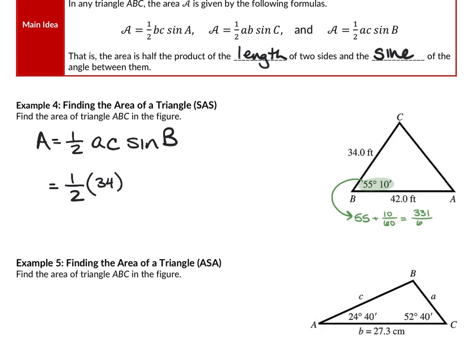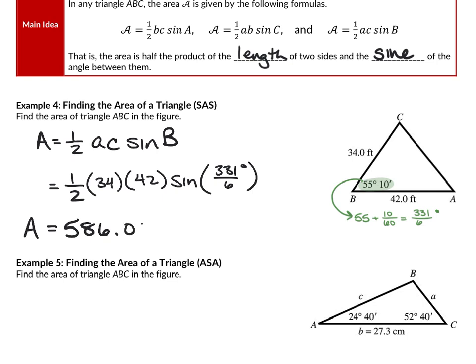We know that the A side length is 30.0 feet. The C side length is 42.0 feet. And angle B is 331 over 6 degrees. You throw all that into a calculator in one fell swoop. This is really why you don't want to use a rounded number here, because you'll get a different answer if you use the rounded sine. We should get that the area of this triangle is 586.0634 square feet.